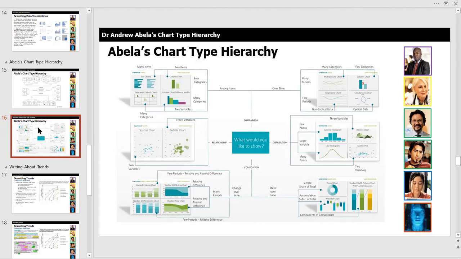I thought this was good. Between these two diagrams is a really good way of looking at and understanding how you want to present your information to senior management. We're going to work through two examples: comparison over time, and composition, simple share of total.